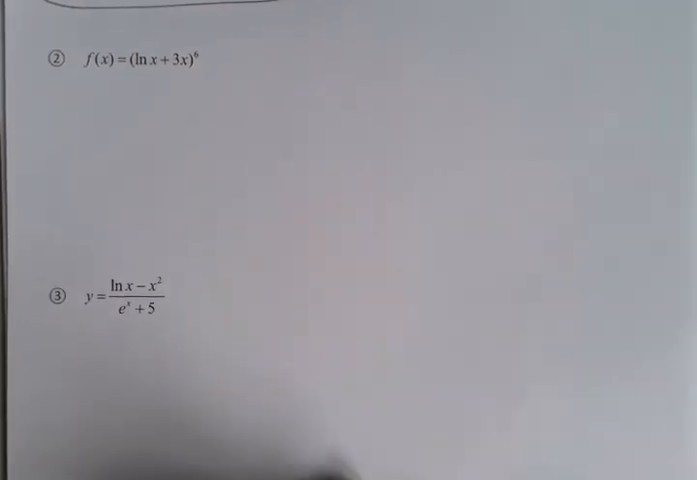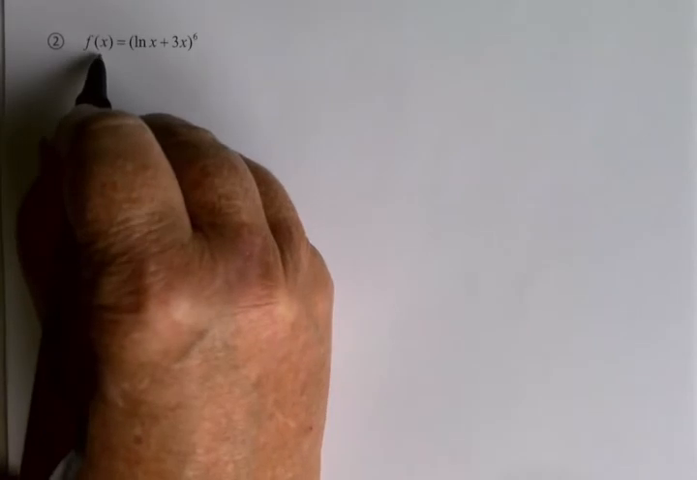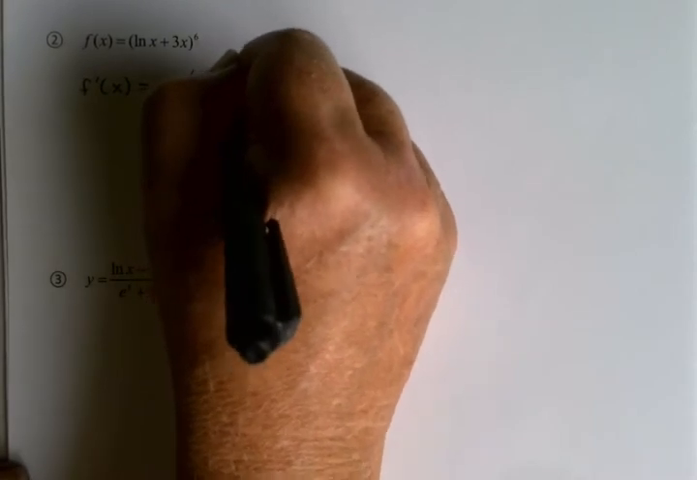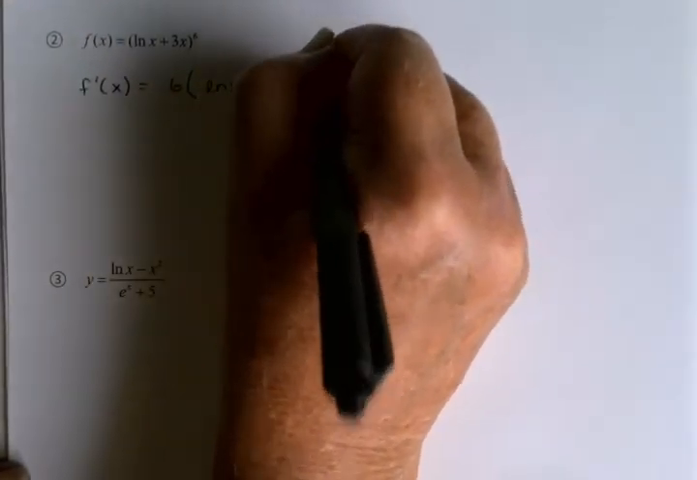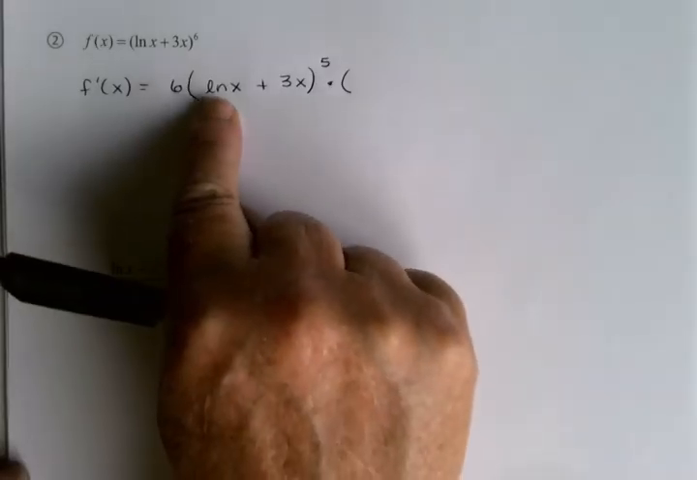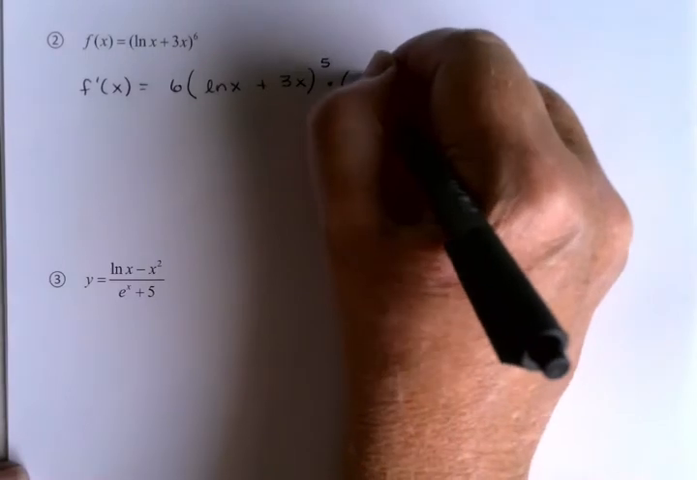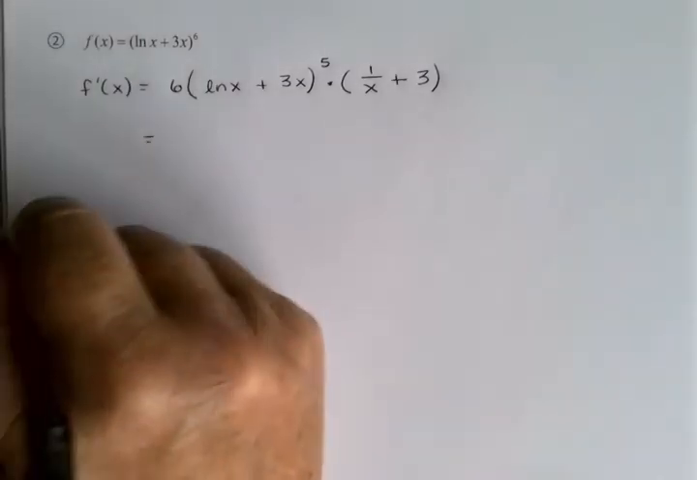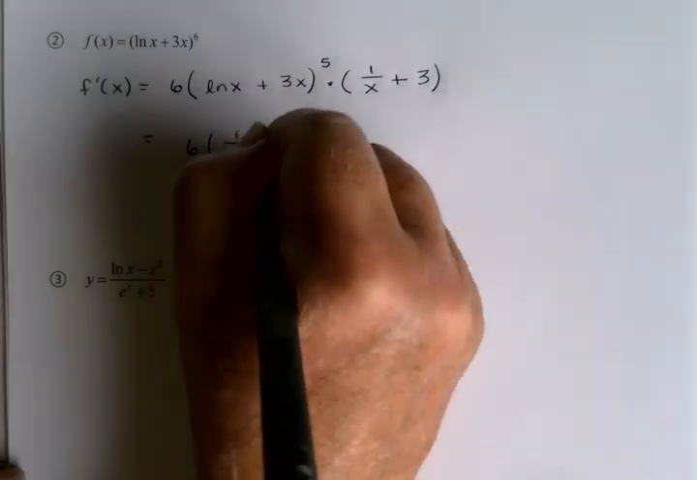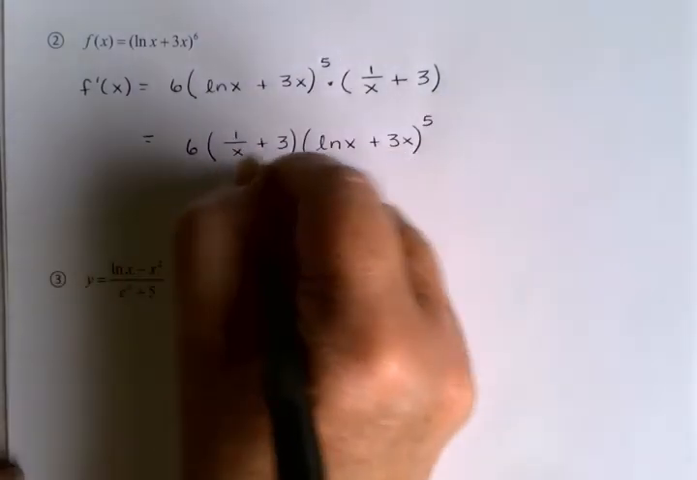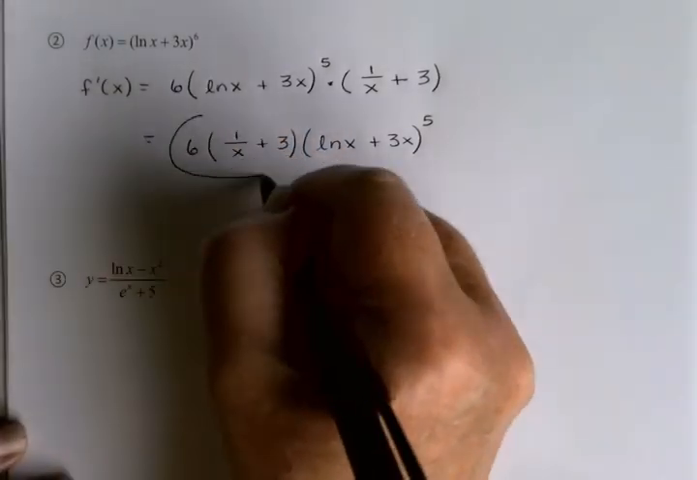All right, example 2. Definitely a chain rule here. I'm going to say that my outer function is that 6th power. So I'll start with a power rule. 6 times all of this, ln x plus 3x to the 5th power. And then times, for the chain rule, the derivative of what's in the parentheses. So the derivative of ln x would be 1 over x, plus the derivative of 3x is 3. And there's really not much I can do with that. If you wanted to, I guess you could distribute the 6 into the parentheses, but it doesn't really gain anything, so I'm going to leave it factored out.